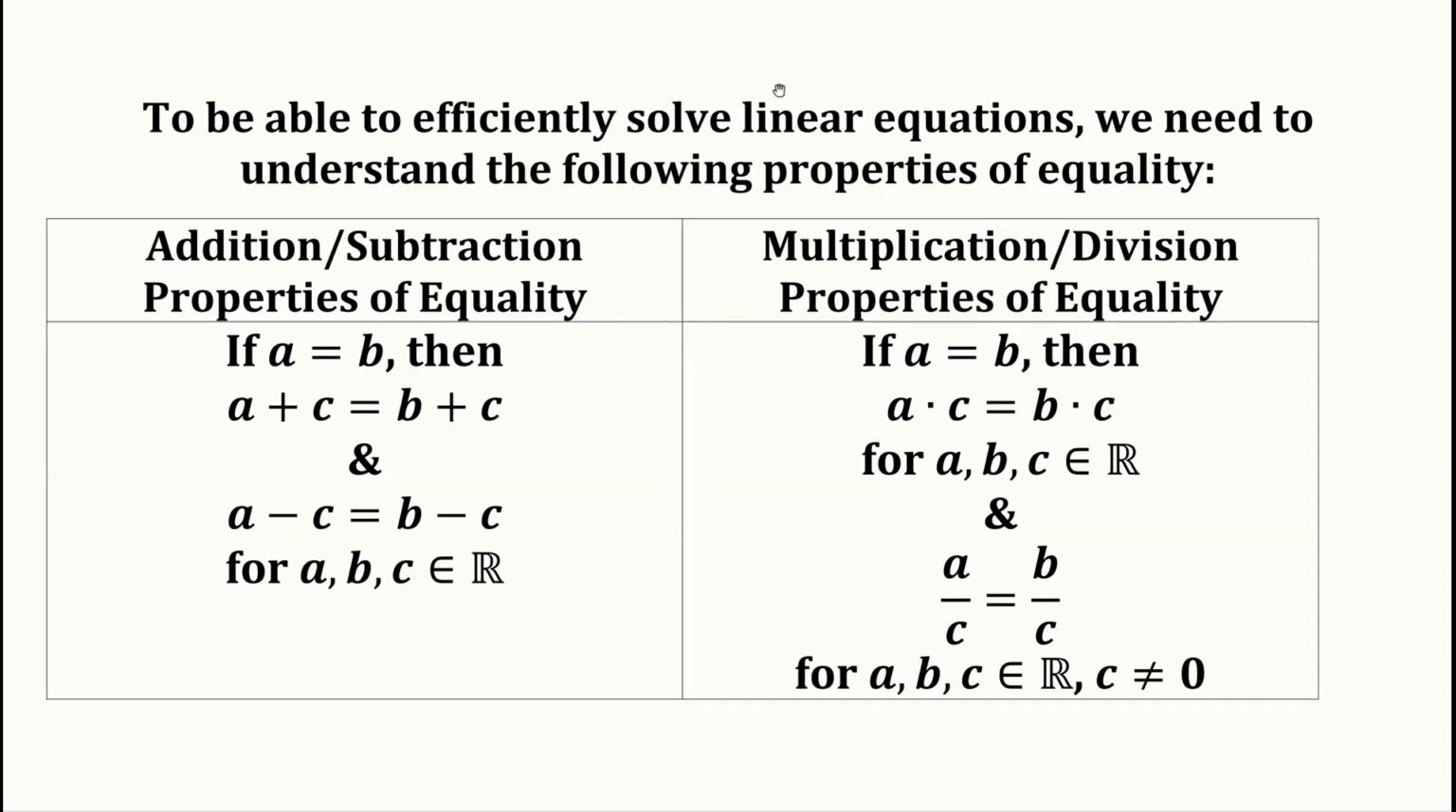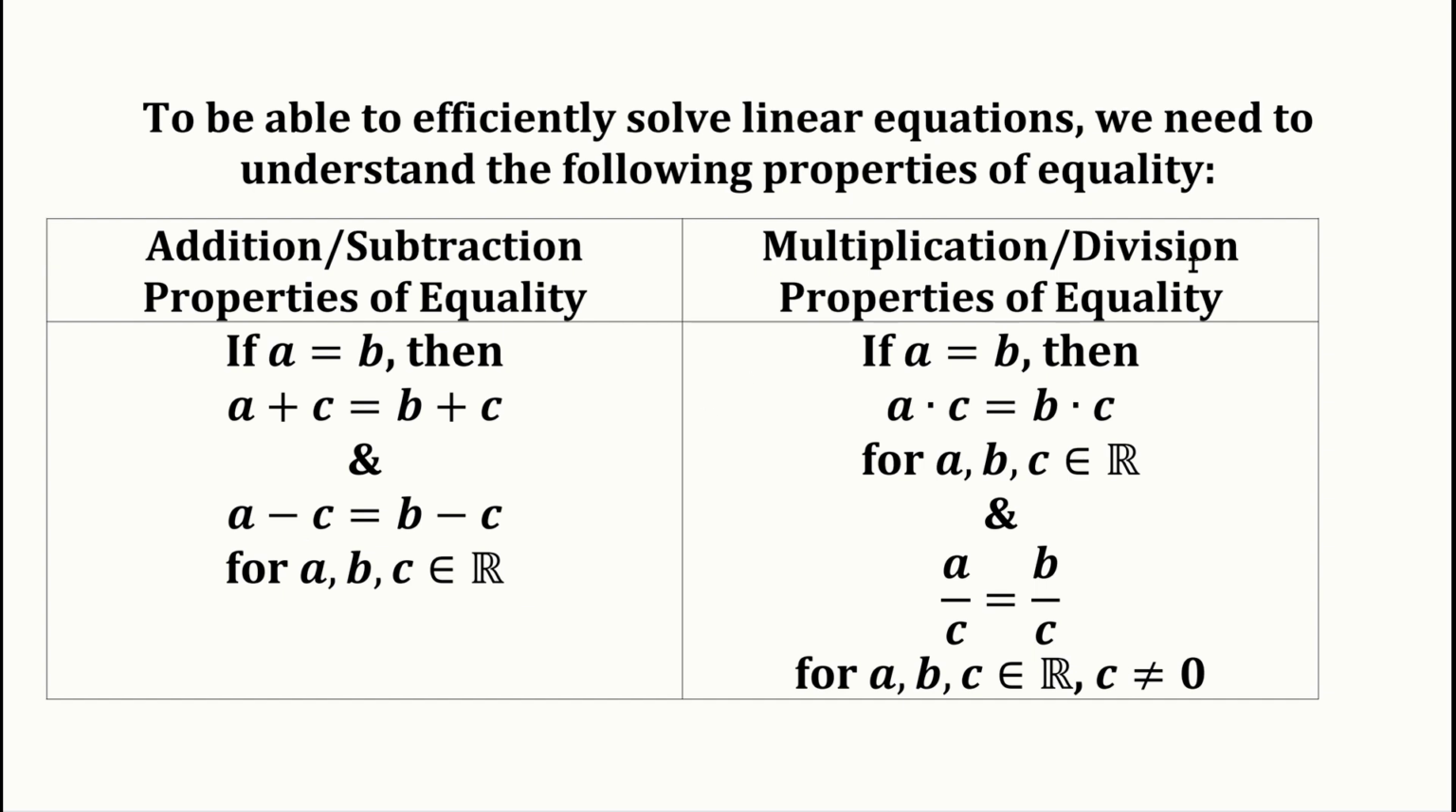To be able to efficiently solve linear equations, we need to understand the following properties of equality. We have the addition and subtraction properties of equality, which basically say if you have an equation a equals b, then you can add the same constant to both sides. It also works with subtraction, so you can also subtract the same constant from both sides, and you don't change the validity of the original equation. And this is true for all a, b, c belonging to the set of real numbers.